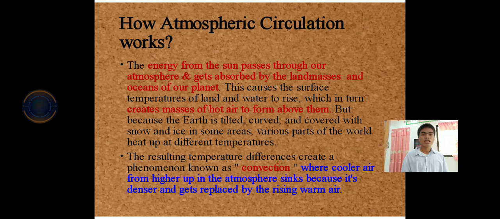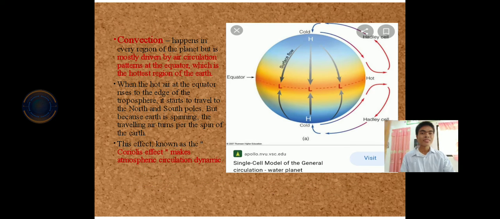The resulting temperature differences create a phenomenon known as convection, where cooler air from higher up in the atmosphere sinks because it is denser and gets replaced by the rising warm air. Convection happens in every region of the planet, but it is mostly driven by air circulation patterns at the equator, which is the hottest region of the earth. The equator is the hottest region of the earth, and the poles are the coldest. This is known as the Coriolis effect. The Coriolis effect makes the atmospheric circulation dynamic.